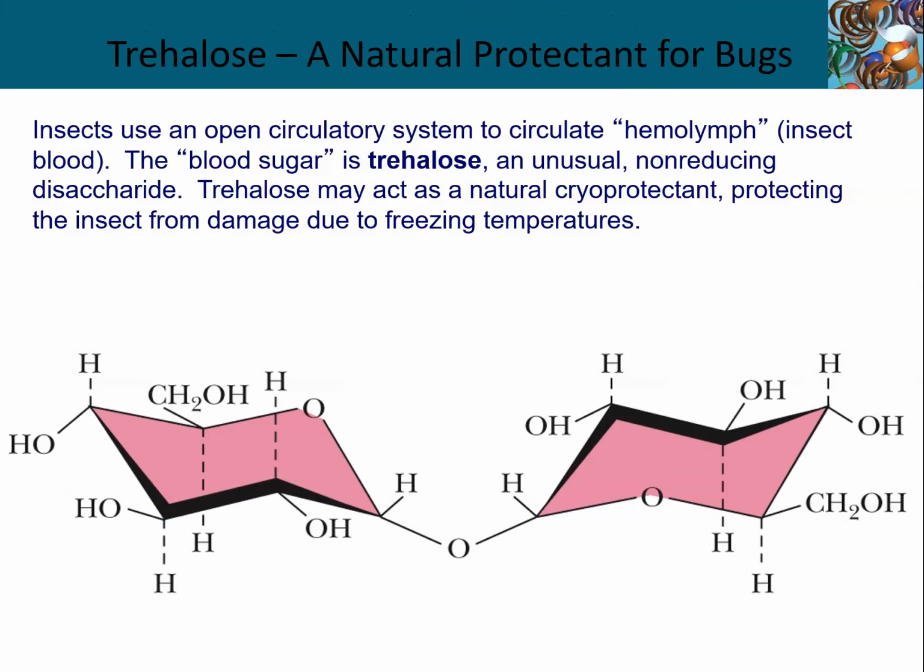So trehalose. This is a fun example of a natural protectant produced by insects. I like how they put the quotation marks around circulating hemolymph, which is bug blood. So their blood sugar is trehalose, and it's an unusual non-reducing disaccharide. I haven't seen that in a multiple choice quiz before, but it would be another non-reducing sugar. But it likely acts as a cryoprotectant.